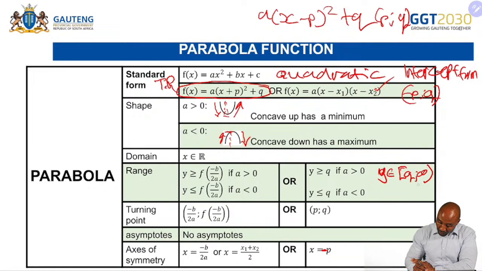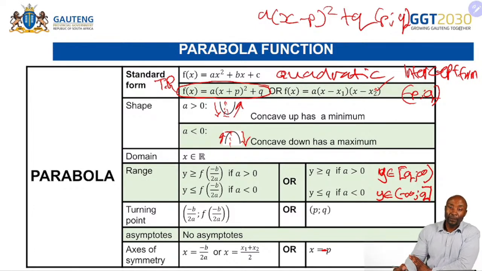For the second one, if our graph is concave down, it will have a maximum. So in this case, we will always have our range as y, an element from negative infinity to positive q, or whatever value of q that we are having there. Because our graph is concave down, it will have a maximum turning point. Whatever we have as the y value at the turning point becomes our maximum.